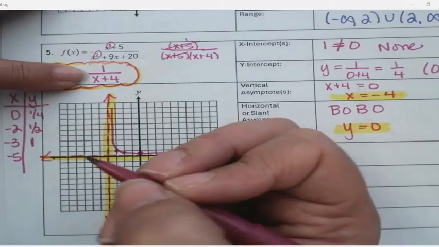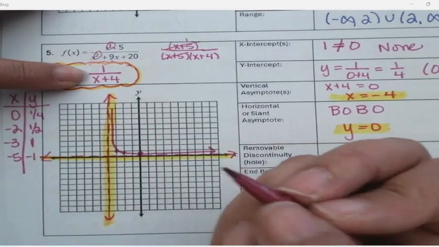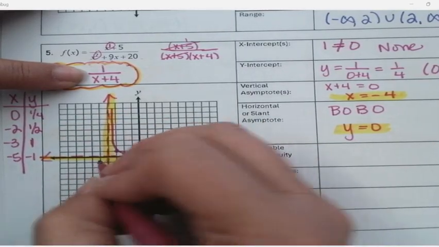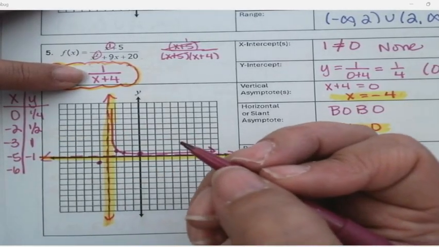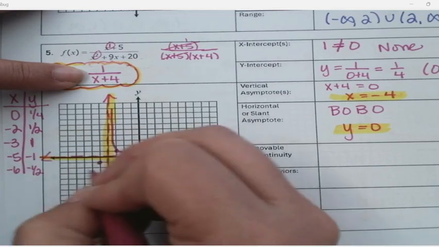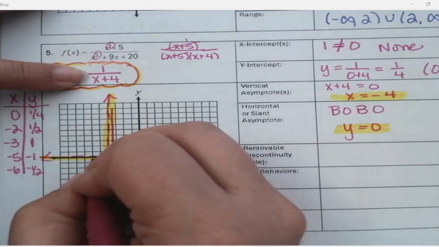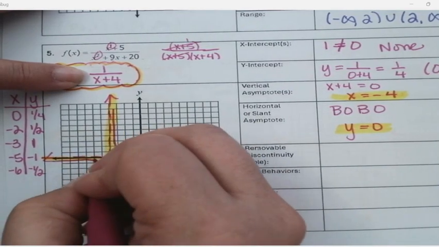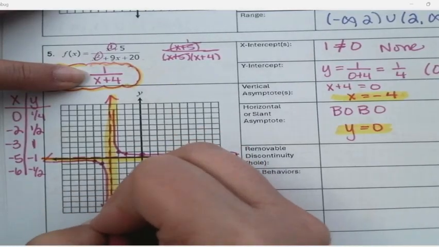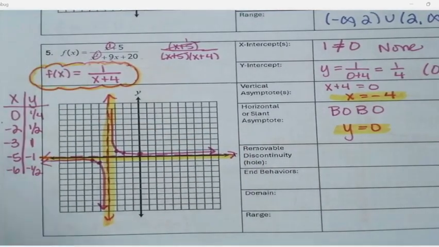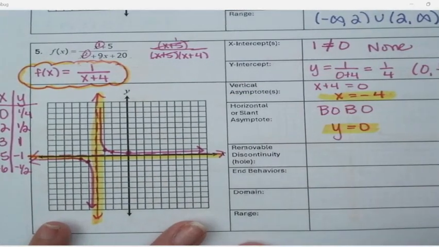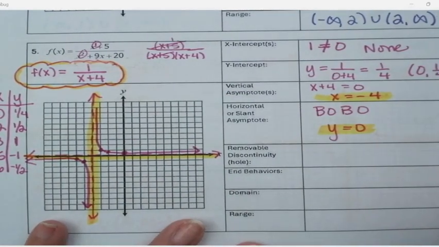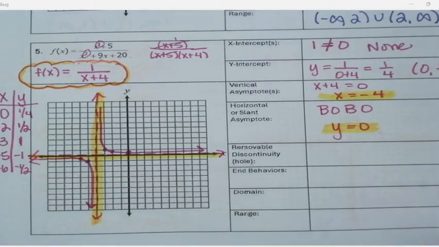I'm not going to plug in negative 4 because that's an asymptote. But what about negative 5? Negative 5 plus 4 is negative 1. So 1 over negative 1. So that guy's right here. Negative 6 is negative a half. So it's coming across around like this. Definitely use your simplified function when you're plugging those points back in. It's 1,000 times easier than trying to plug them back into that top one.